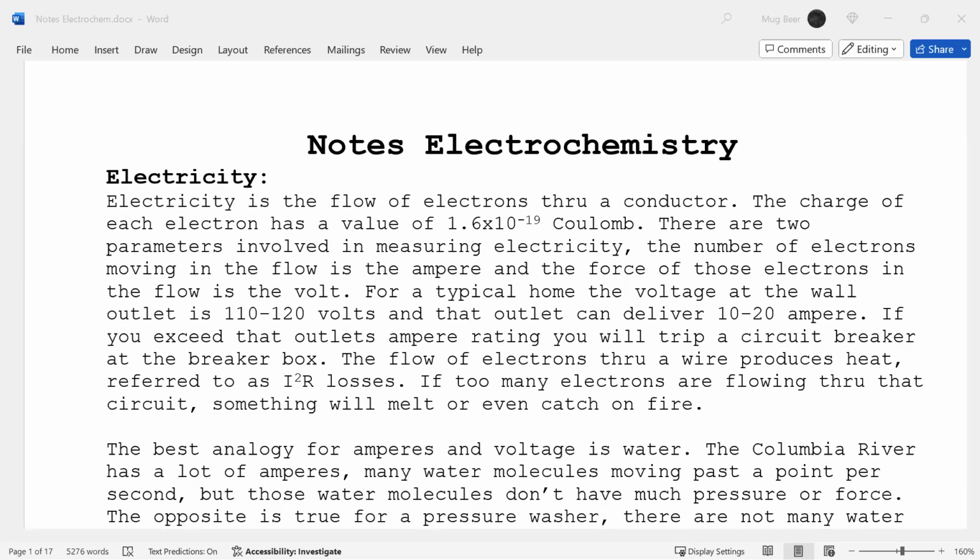Okay, we are going to talk about electrochem now. And so this is going to be chemistry with electricity. And so the first thing I want to talk about is electricity itself. Anybody want to give a quick, this is what electricity is? Flow of electrons through a conductor. Like that, there isn't anything else to it. Electrons flowing through a conductor.